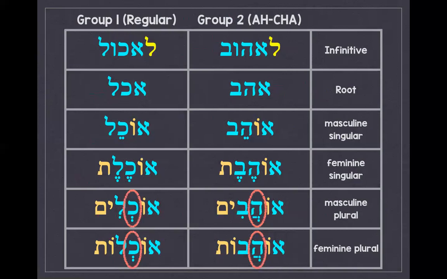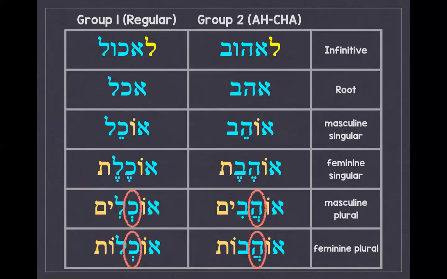Now with ahav, that's an aha verb because our middle letter is a hey. If the middle letter of the shoresh is aleph, hey, chet, or ayin, then it falls into our group 2 aha verbs. Okay, so from right to left, masculine, we have ohev and ochel, exact same sound pattern. Ohevet, ochelet, exact same sound pattern.